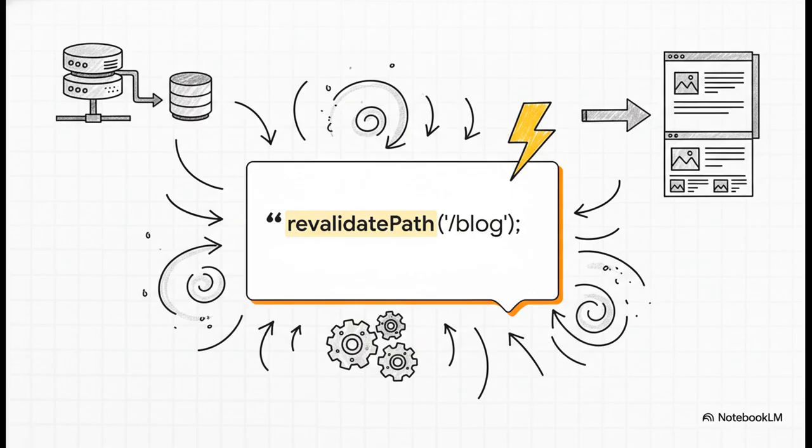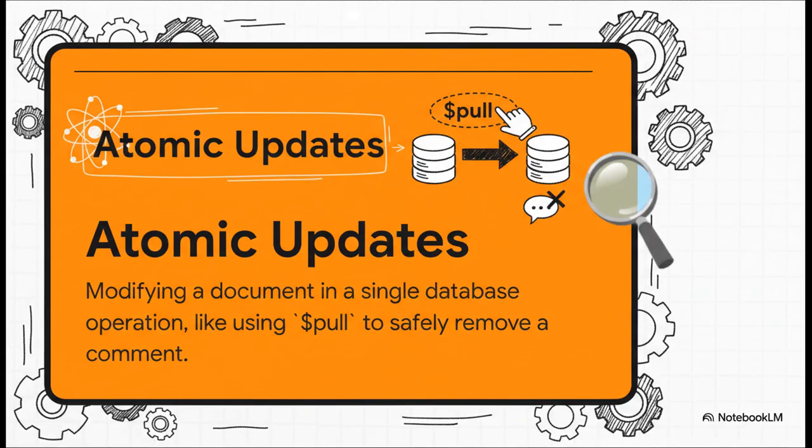Second, something that used to be a massive pain, keeping your UI fresh. Look at this single line of code. You stick this inside a server action after you create a new post, and bam, Next.js instantly knows it needs to refresh the data for your entire blog page. The UI is always in sync automatically. It's practically magic.